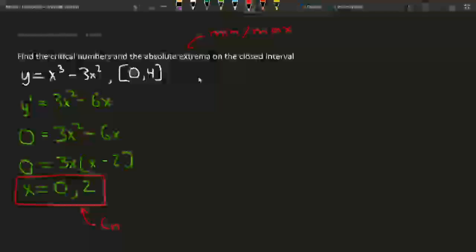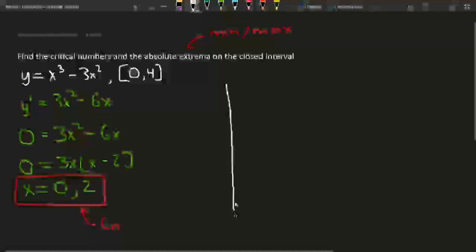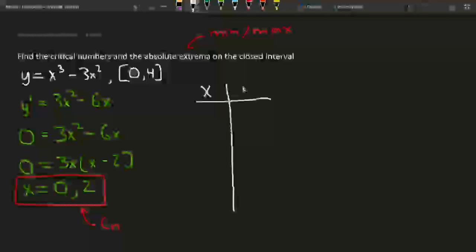And in order to find the absolute minimum and maximum, what we have to do is draw a table. So we'll draw a table of x and y. And in this table, we have to test the critical numbers and the endpoints of the interval. So let's do that. 0 appears on the critical numbers, so we'll test that first. 0. And then we have to find the y value of 0.